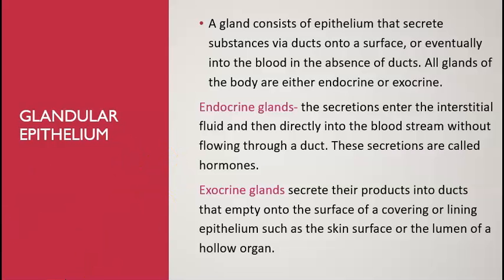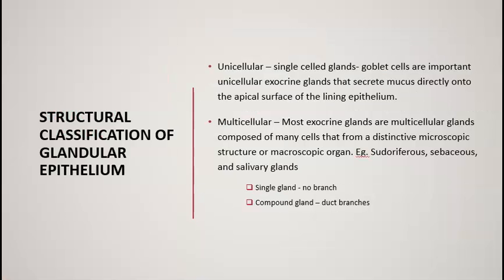Then we have the classification of glandular epithelium based on structure as well as function. Based on structure, it can be classified as either unicellular or multicellular. Unicellular means single-celled glands, for example the goblet cell. Only that single cell will produce a secretion and secrete it. While multicellular means they have many cells. It can be a microscopic or a macroscopic organ, for example sudoriferous glands, sebaceous glands and salivary glands.